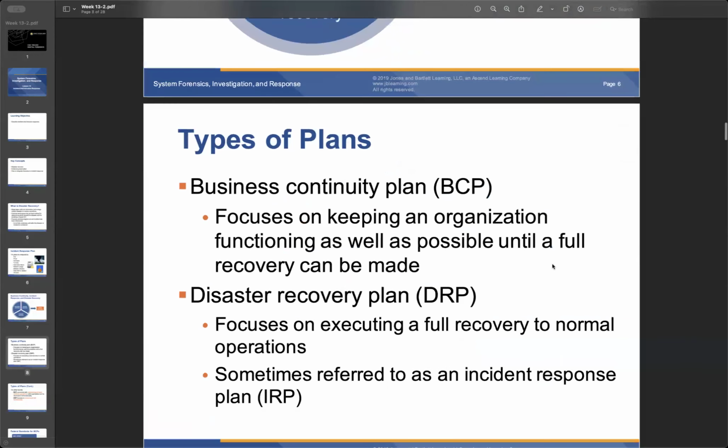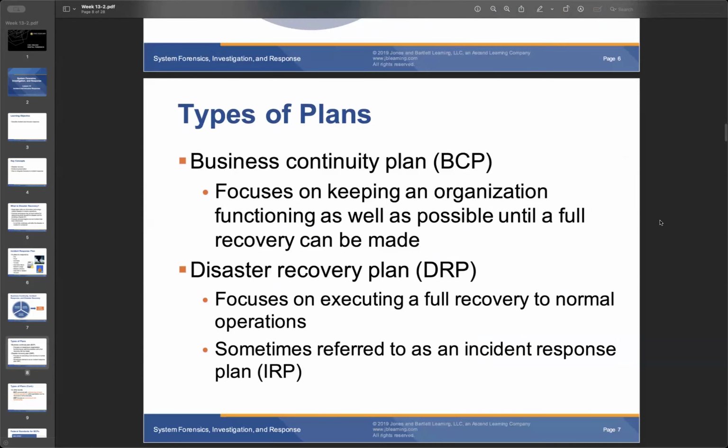And we talk about the disaster continuity plan. We have the BCP. For this one, we try to focus on keeping an organization functioning as well as possible until the full recovery can be met. So it still maintains the minimum service that can be provided to the business.